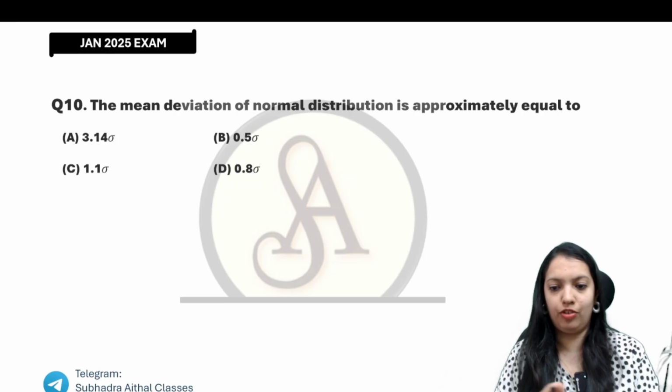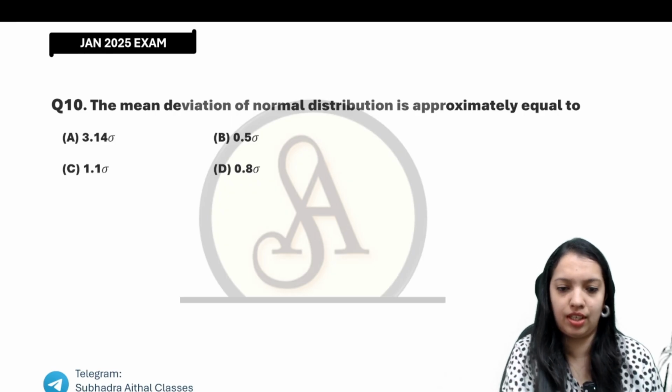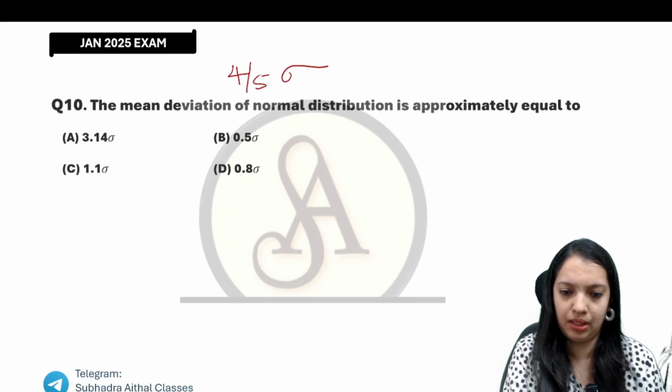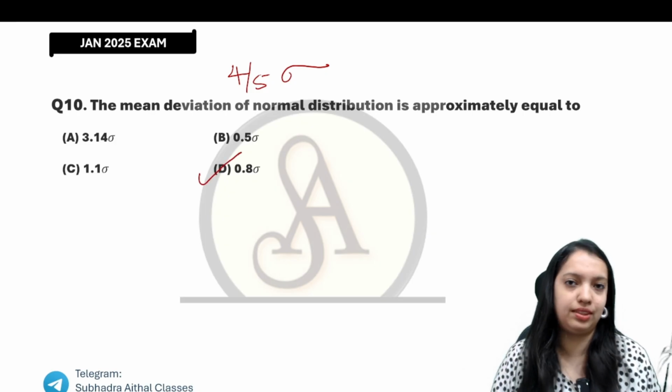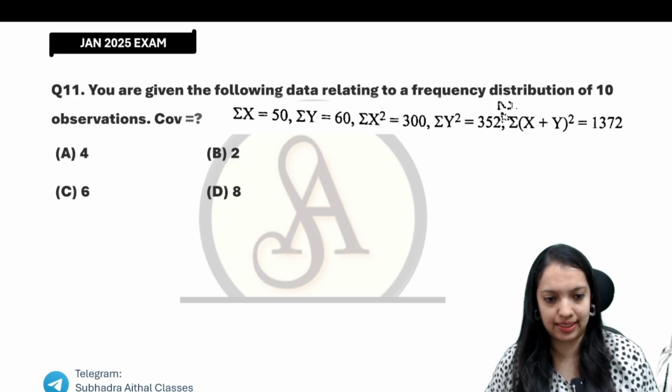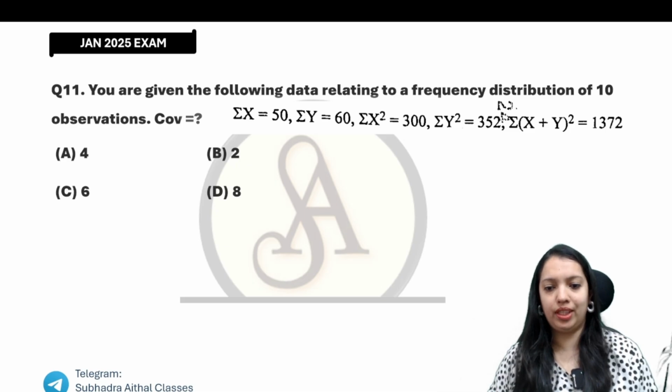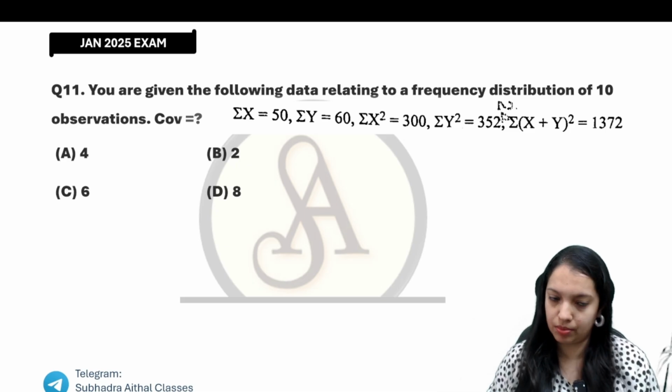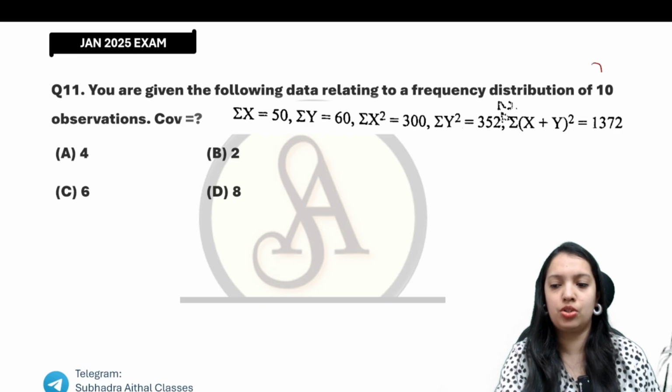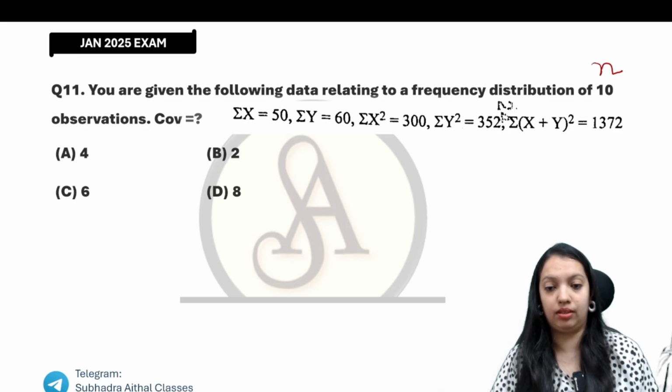Mean deviation of normal distribution is generally given as 4 by 5 sigma, and 4 by 5 value is equal to 0.8. Next, you are given the following data relating to frequency distribution of 10 observations. So, n value is equal to 10.